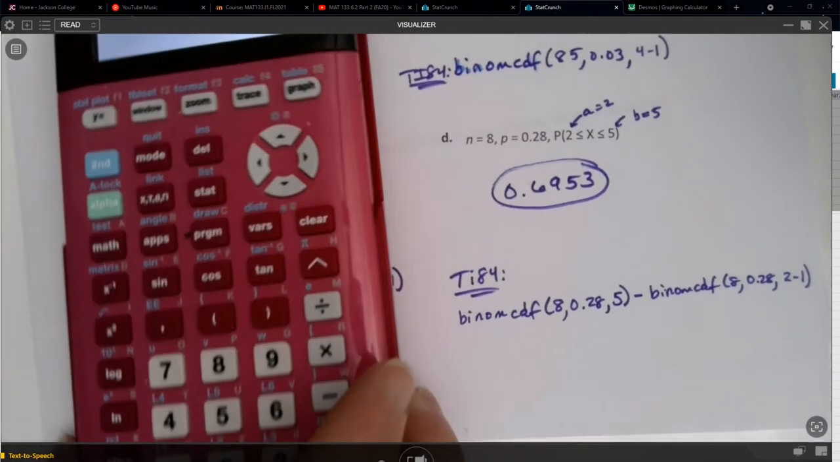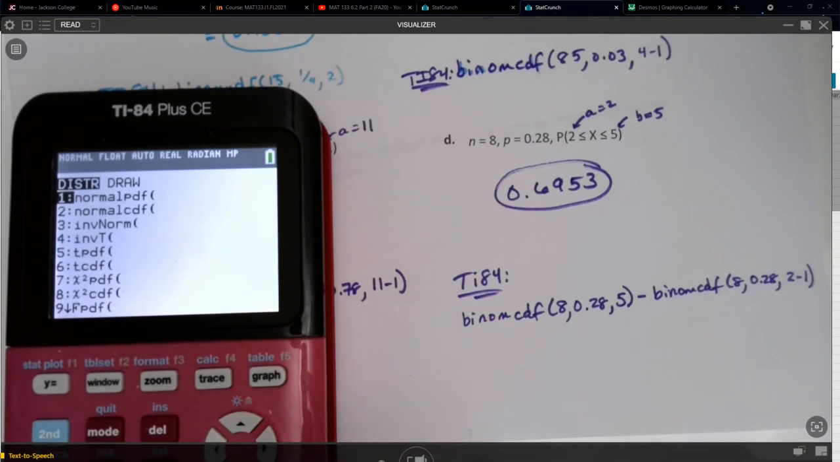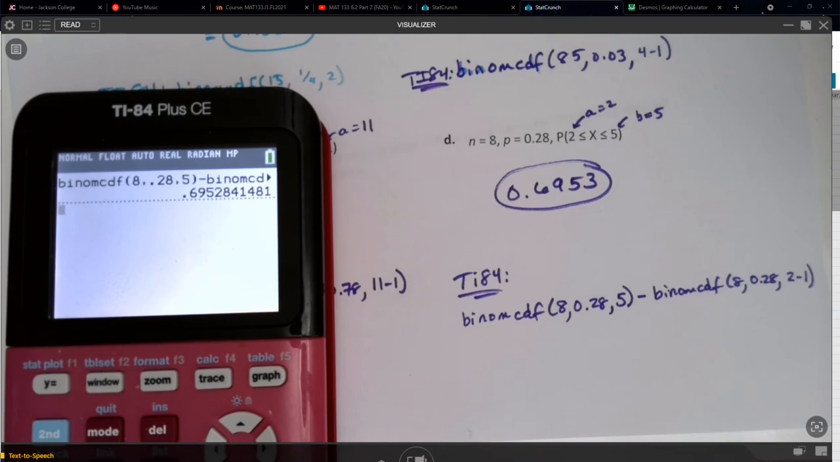And you're going to say, hey, now do another binomcdf. So let me go grab binomcdf again. There it is. 8, 0.28 is fine, but now I want to do 2 take away 1, aka 1. And then I paste. And now I have it. The whole line is in there. I have the binomcdf for the big one, which is B, minus binomcdf of A minus 1 right there. So if I press enter, there's the same answer that I got with StatCrunch. It's just a lot easier with StatCrunch.